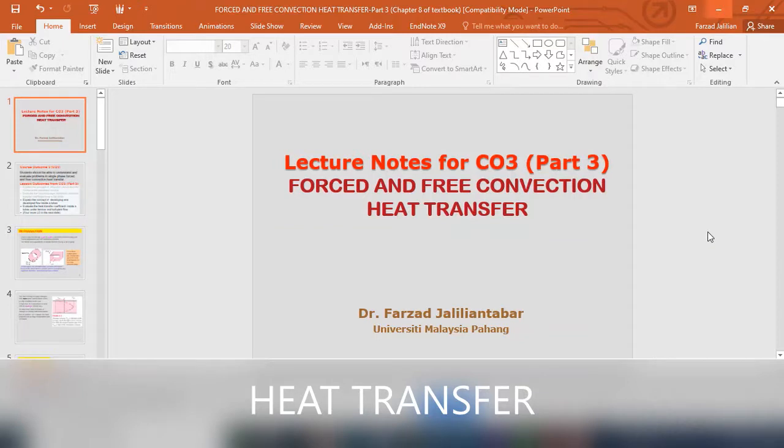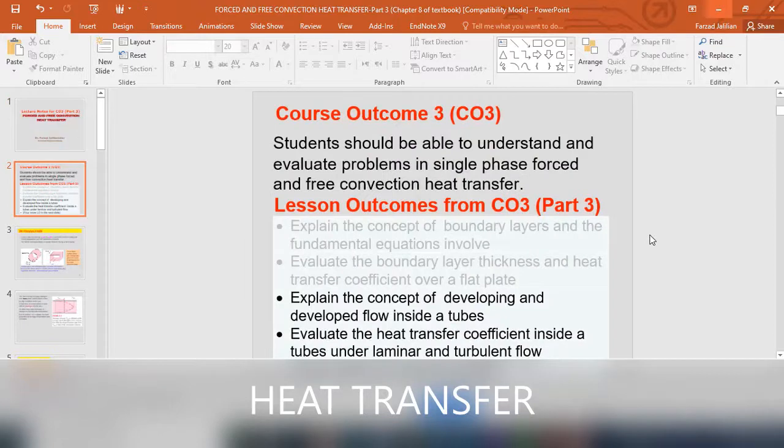Today, up to now, in part 2 we introduced external flow, and today I'm going to start internal flow. They have some similarities and also some differences. We will see how it is effective.